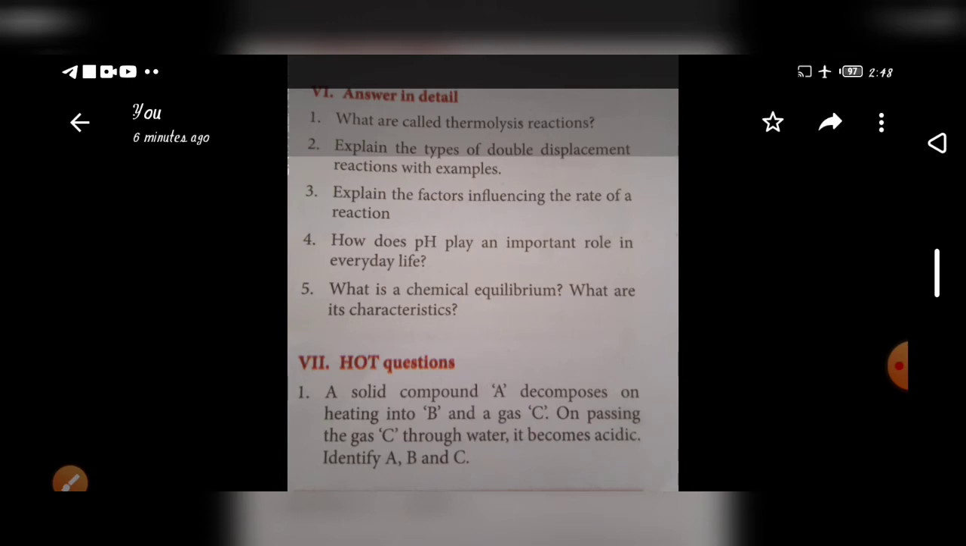Okay, next question. Explain the factors that influence the rate of a chemical reaction. Page number 146.